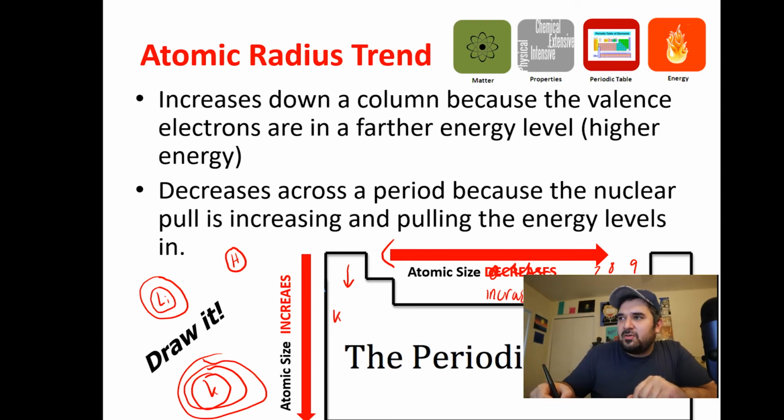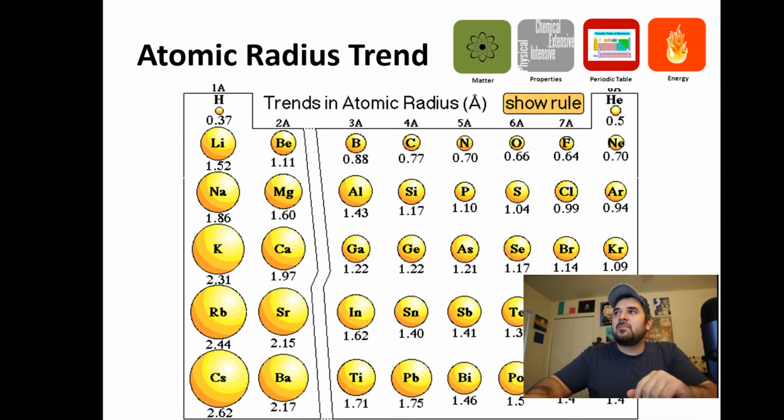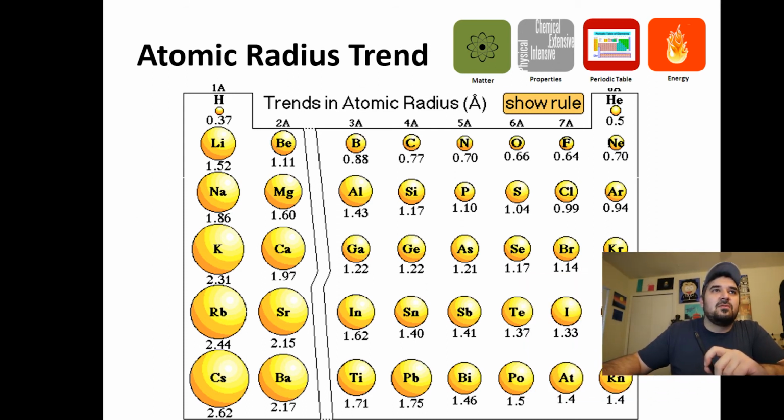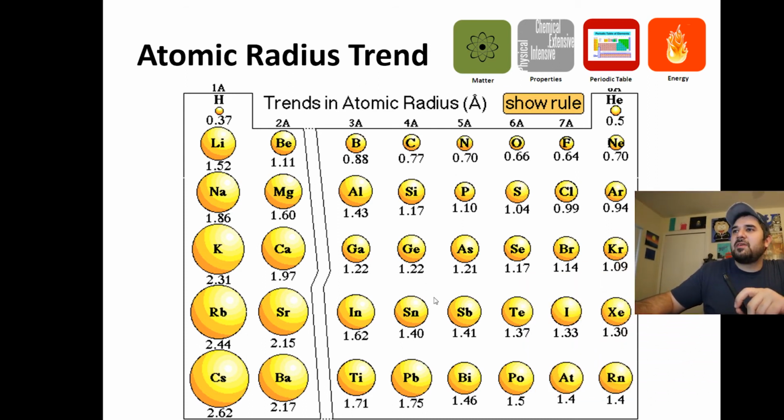And I have a picture to show you this in a second. But here's nitrogen, here's oxygen, and then here's fluorine. As you increase the number of protons and electrons, it becomes a little bit smaller. So this is the best picture that you'll ever find of the periodic trends. It basically shows you how elements shrink.